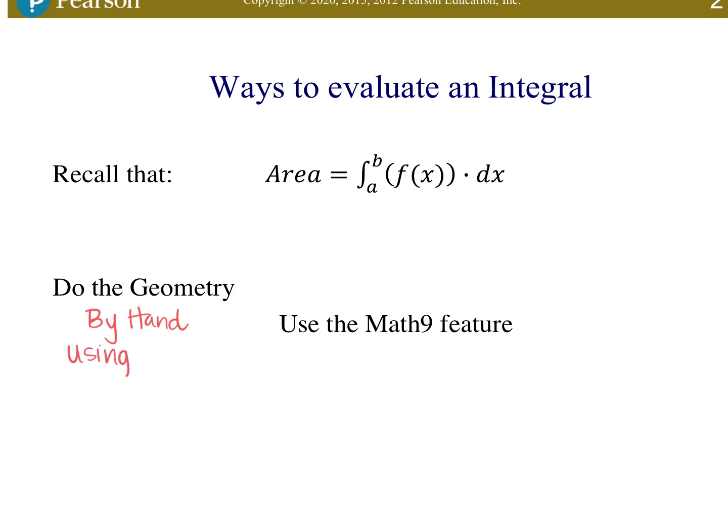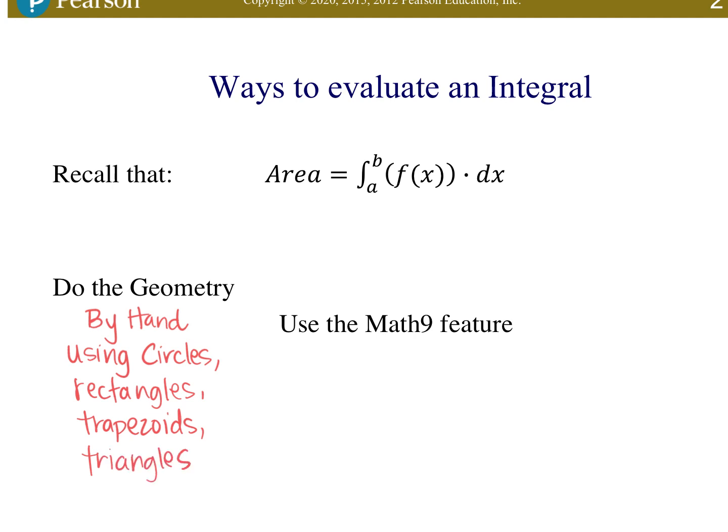You use circles, rectangles, triangles, trapezoids. And you even used a little wedge of a cubic, but they had to tell you what the little wedge was worth, and then you could do more geometry from that. All right.